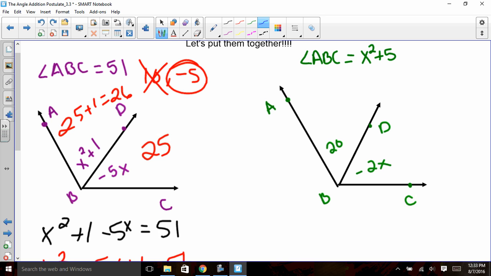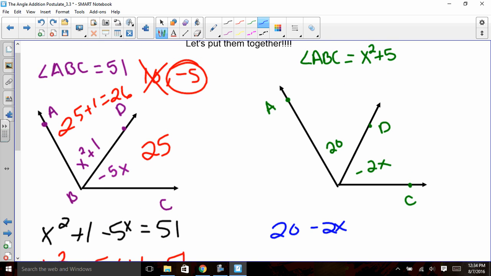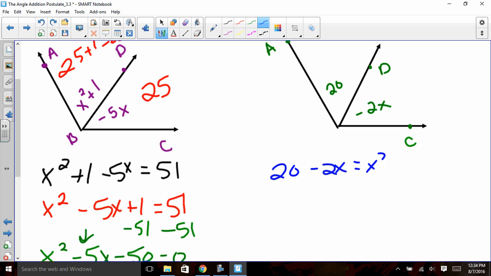So we see that angle ABC is x squared plus 5. Angle ABD is 20. And angle DBC is negative 2x. Okay. So I have 20. I almost wrote 20 plus negative, which is fine, but we don't tend to do that in the math world once we understand that a plus minus just means minus. So 20 minus 2x is equal to x squared plus 5.